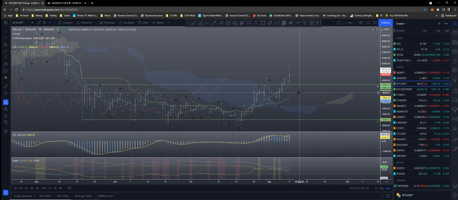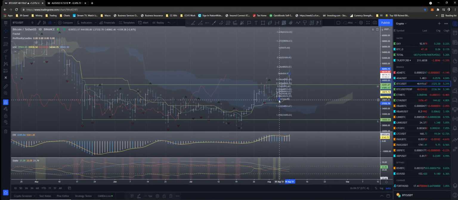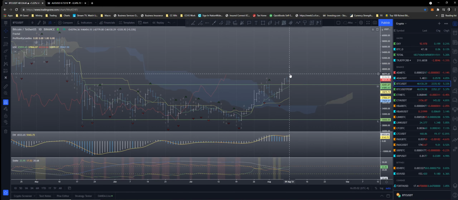Ichimoku, 4 lines, 4 EQs. 9 period EQ, last 9 bars, literally 50% fib, Fibonacci. 26 bars, EQ. I mean, I think you guys get what I'm saying. 50, right? 50. The upper Senkou, it's the EQ of this right here.